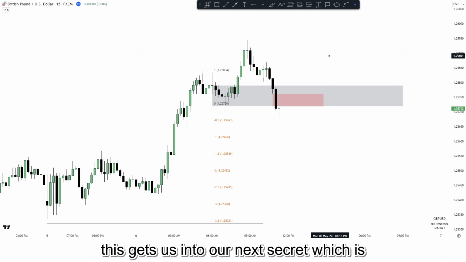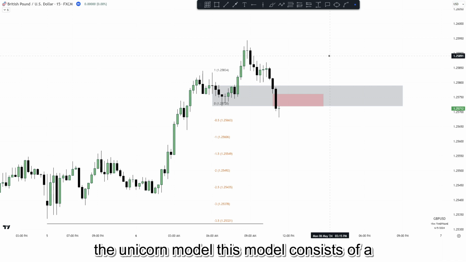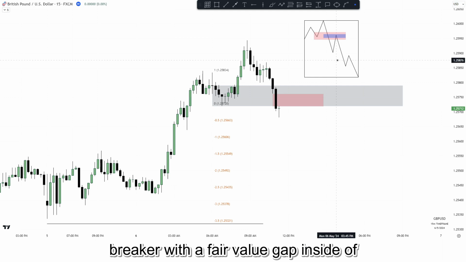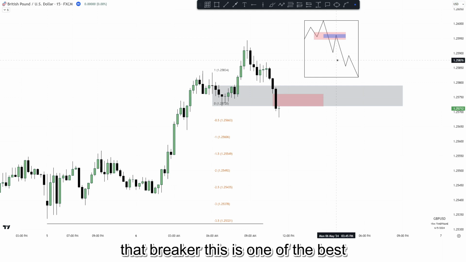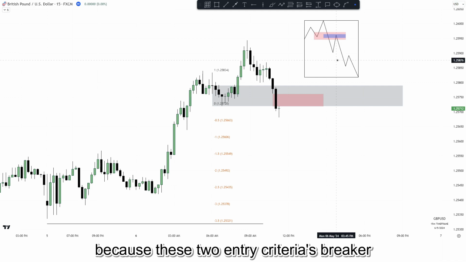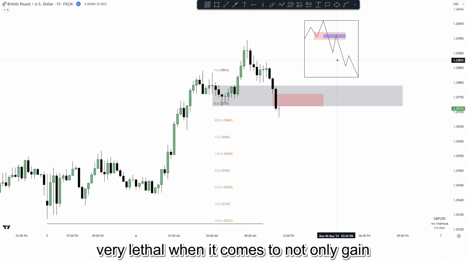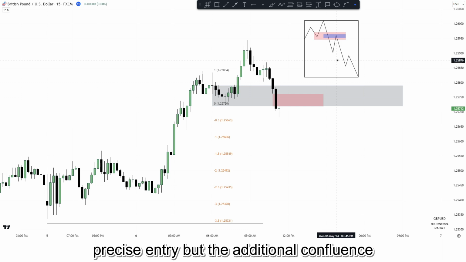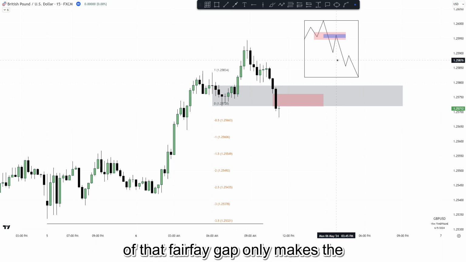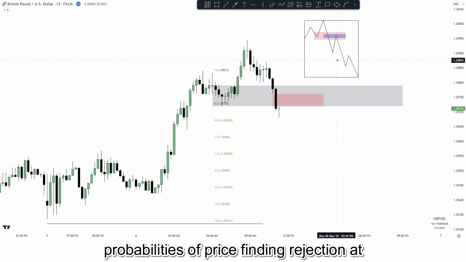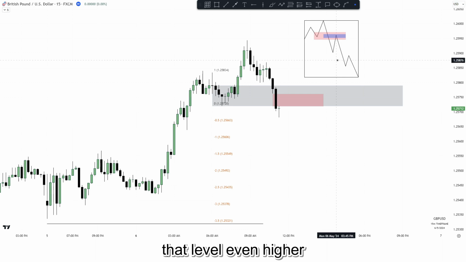And this gets us into our next secret, which is the unicorn model. This model consists of a breaker with a fair value gap inside of that breaker. This is one of the best strategies there is to trading, because these two entry criteria, the breaker and the fair value gap paired together, is very, very lethal when it comes to not only getting precise entries, but the additional confluence of that fair value gap only makes the probabilities of price finding rejection at that level even higher.